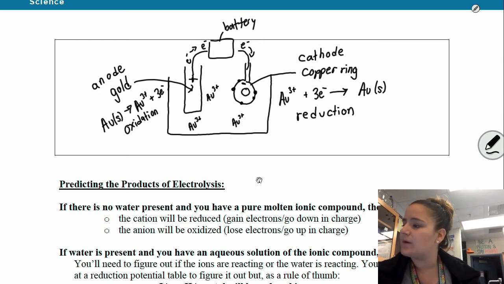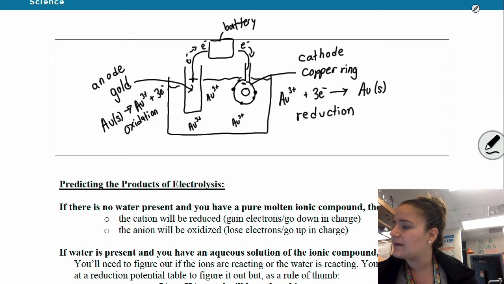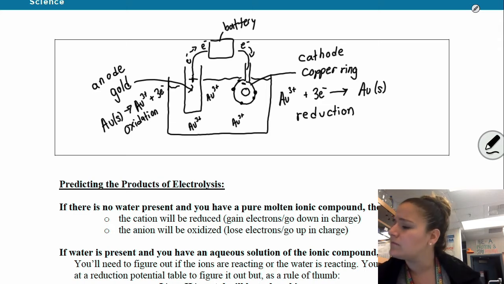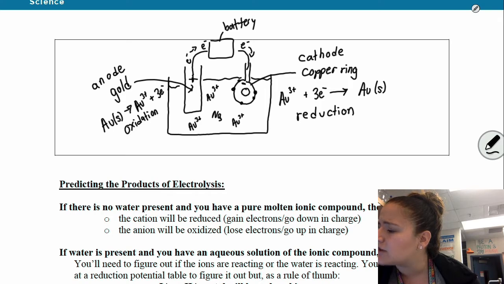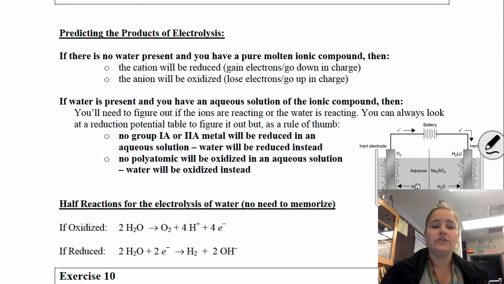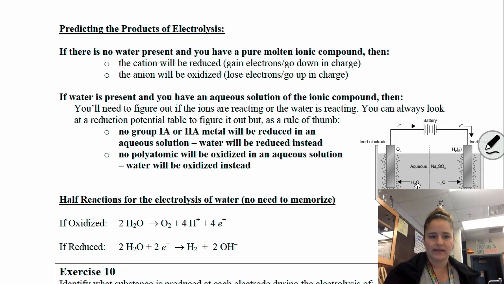Oh, we also need to decide what salt we are going to be putting in there, because we can't just have gold ions floating in solution. That's not super realistic. We would likely use a salt that we know will dissolve. So what's a salt that always dissolves, that has gold in it? Gold nitrate. So we'd probably use gold nitrate in solution, because nitrates, if you remember from solubility, always dissolve. Okay, so that's how we would plate gold onto a copper ring. Okay, cool? So we do need to be able to predict the products of electrolysis.